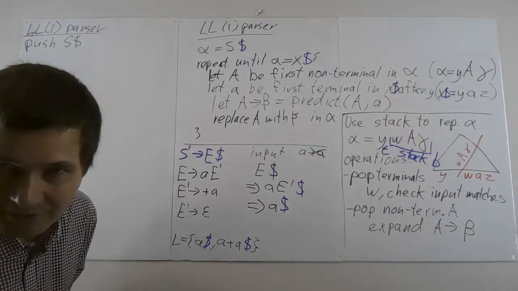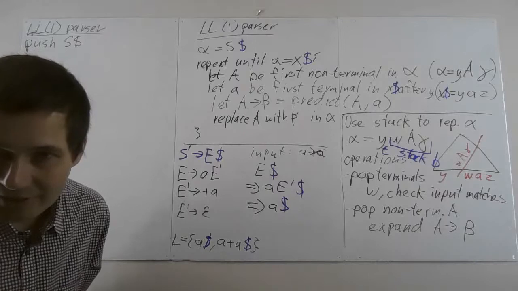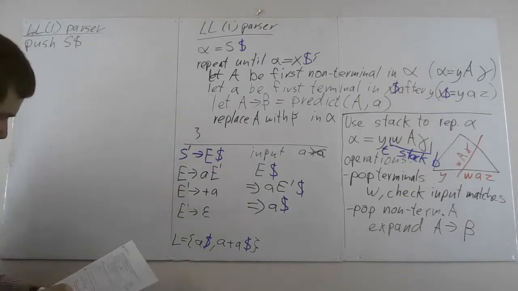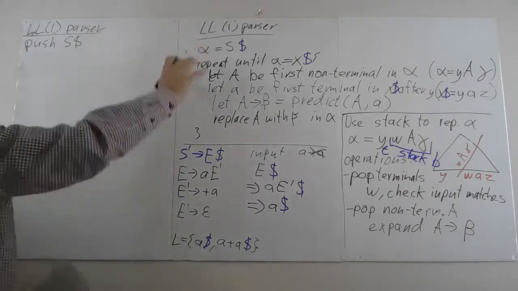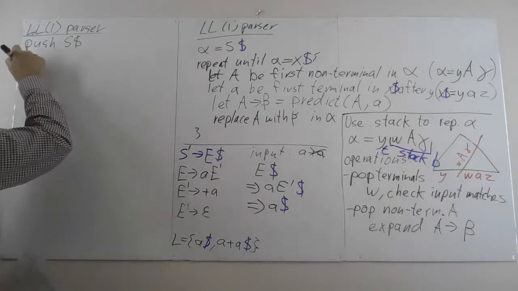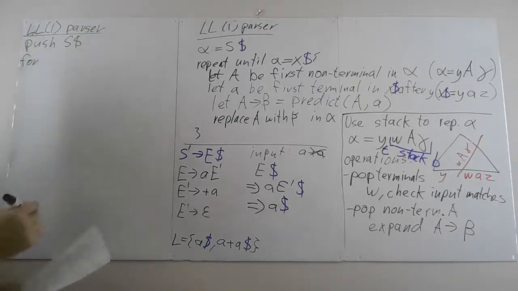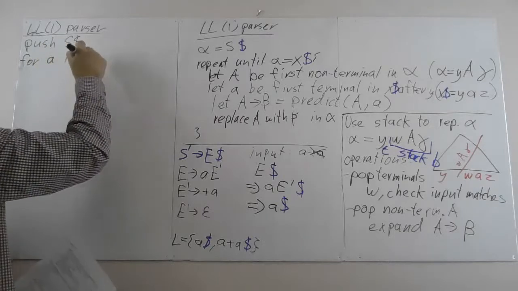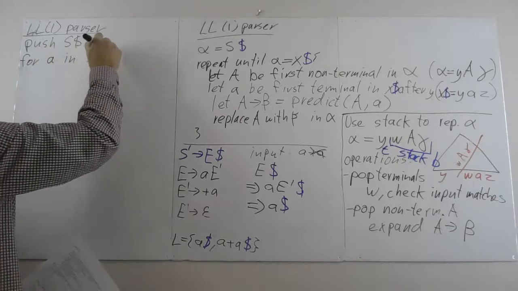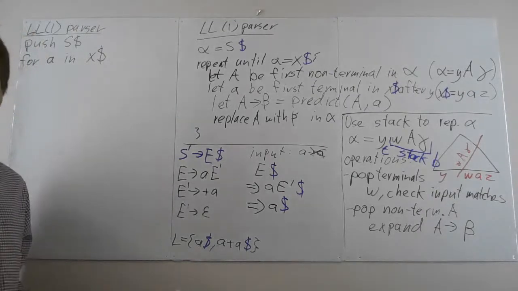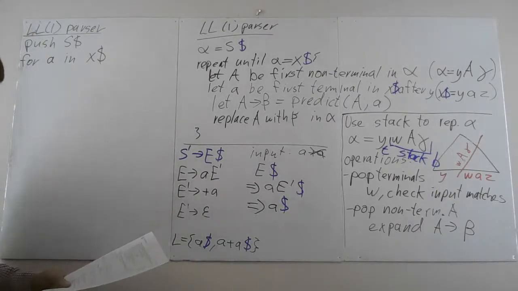Questions? No questions? Okay. So I push that onto the stack, and then this while loop, I'm actually going to turn it into a for loop, and I'm going to loop over the input. So A is going to be looping over the input with that $ added to it, with that augmentation.